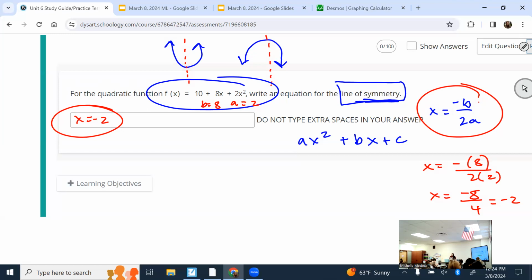We might have time for one more depending on what it is. Harley? Number 8 on this study guide? Yeah. So number 8.